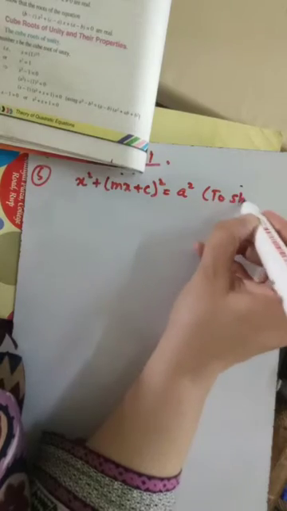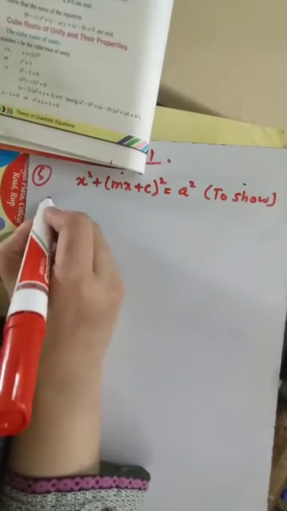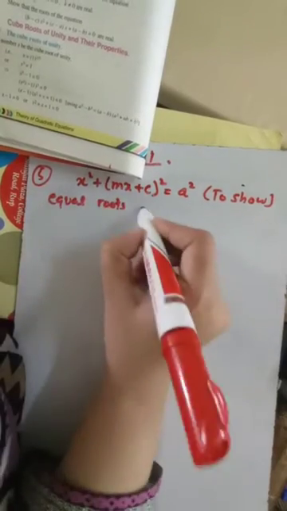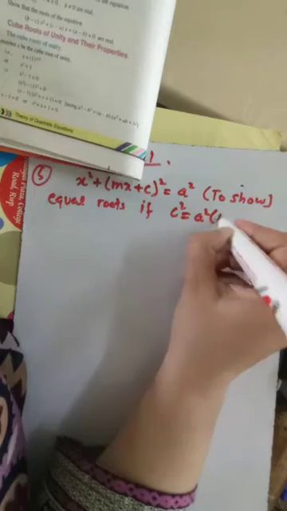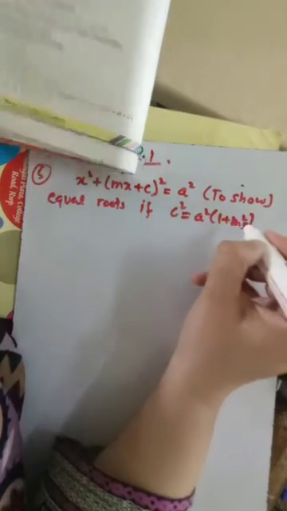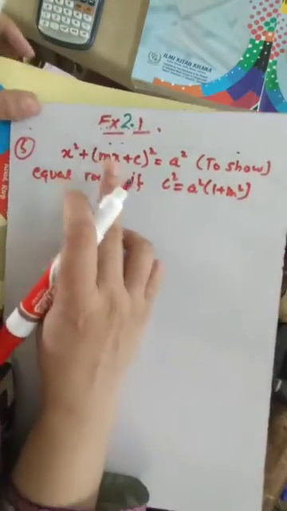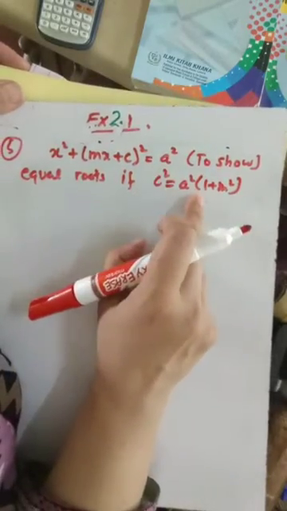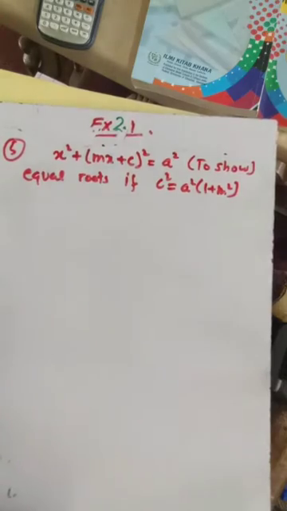To show that this expression has equal roots if c square is equal to a square 1 plus m square. It means that if we are to get the equal roots for this equation, then we will have no other choice but to put c square is equal to a square into 1 plus m square. Let us start the solution.